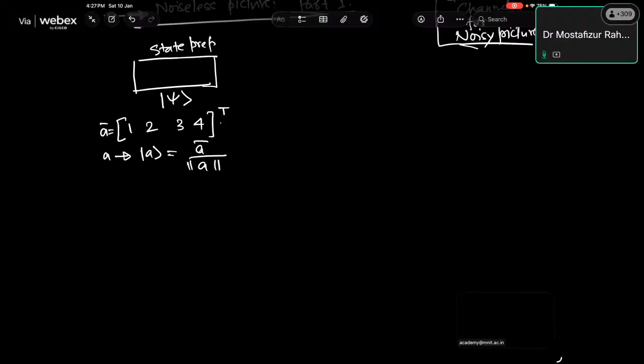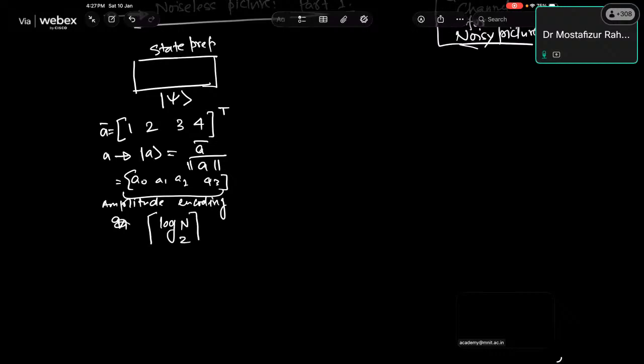So now, if you take the squares, 1 square plus 2 square plus 3 square plus 4 square, and then you normalize these data sets, suppose you get A0, A1, A2, and A3, right? So 4 data points you have taken. How many minimum qubits do you need? There are various encoding techniques, and one of them is amplitude encoding. The formula is log n base 2, ceiling function, which is the minimum number of qubits required for amplitude encoding.